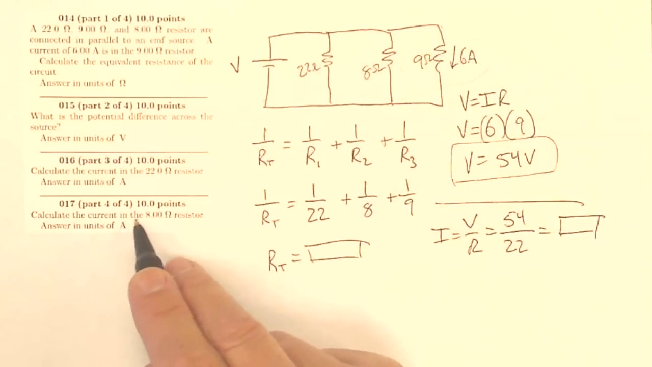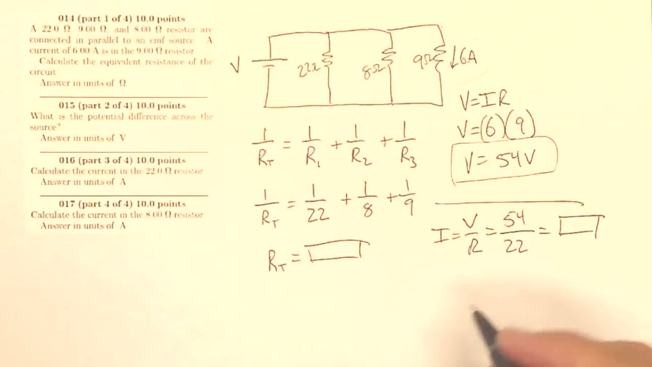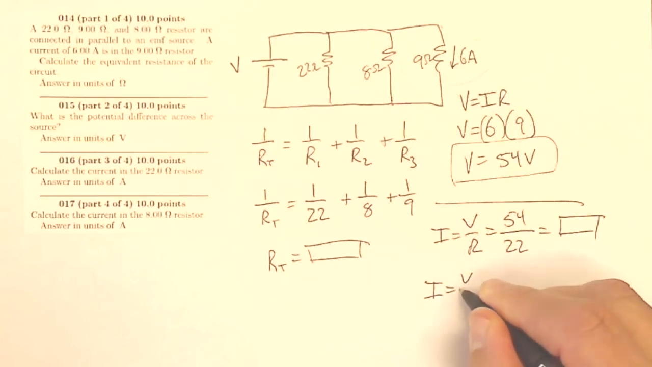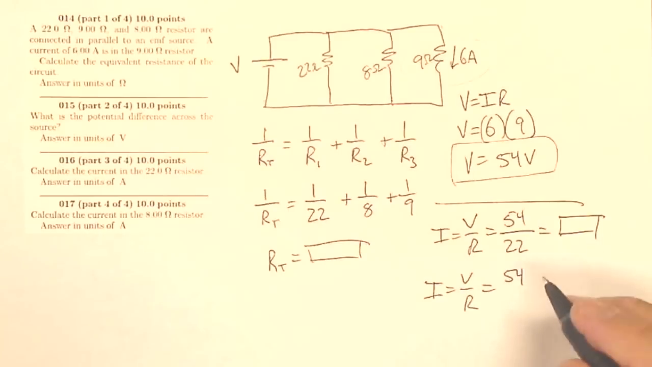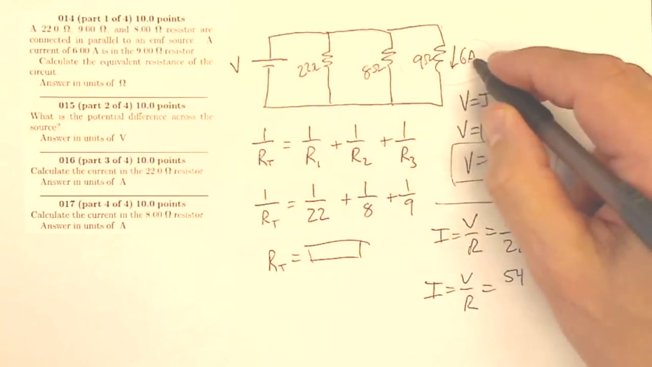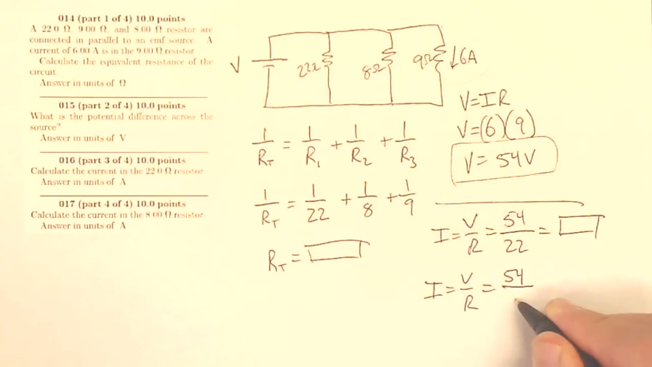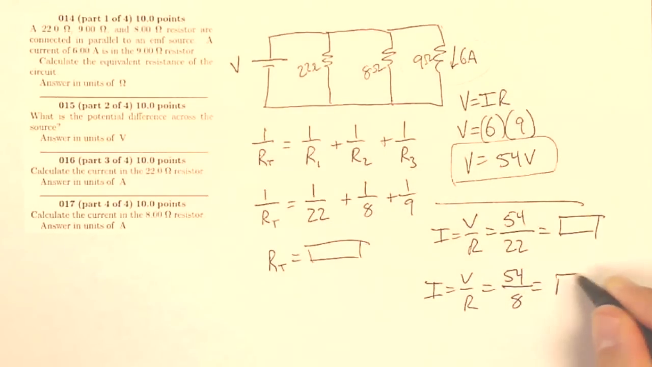Now it says calculate the current in the 8 ohm resistor. Again, same thing. I'm going to do I equals V over R. The voltage is the same across each resistor, so that's going to be 54 volts that I calculated before. And that's going to be divided by that resistance of 8, and that is going to give me the current in that one. So that is question 17.